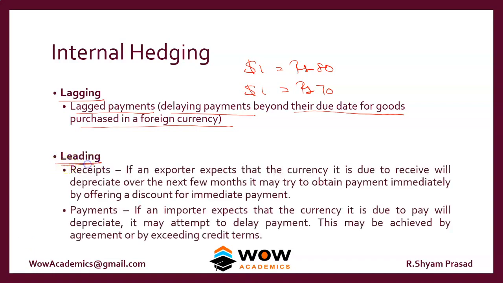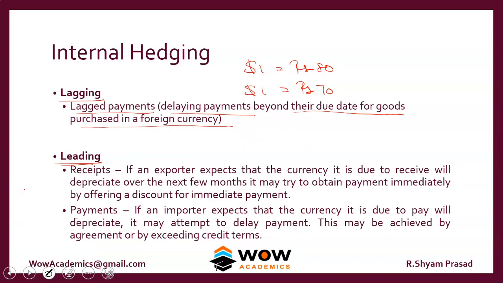There's something called leading. Leading refers to this. Assume that you're going to receive a payment from a foreign customer. Currently it is 70 rupees, but you feel that it might go to 60 rupees in the future. So you try to make them pay now itself. You're asking for the income to be paid now. You can give a small discount or some kind of benefit to the customer and try to get the dollar as quickly as possible.